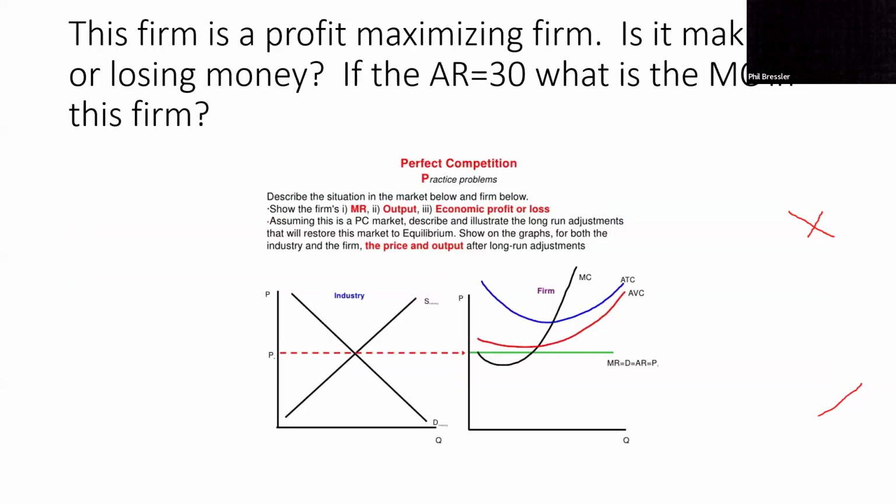Okay, the firm is a profit maximizing firm. Is it making or losing money? Don't type that in yet. If average revenue is 30, what is MC of this firm? I'll give you a minute to think.